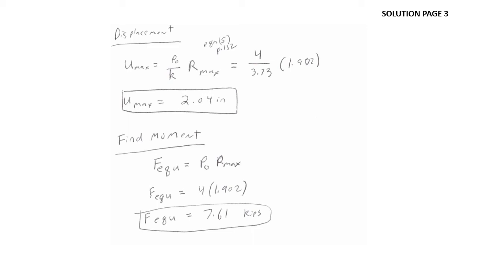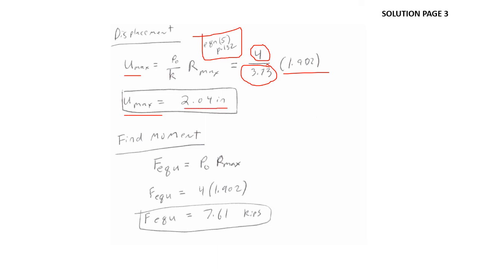The next part of our solution is to solve for our displacement. We can do this using the equation on page 132 of our textbook: U max is equal to P over K times our R max value. We have our value of 4 given to us in the problem, our K value of 3.73, and we solved for R max to be 1.902. We plug those in, and our U max, or max displacement, is equal to 2.04 inches.